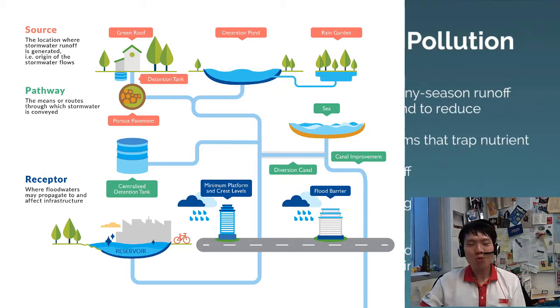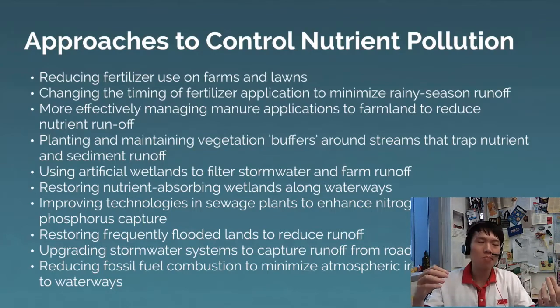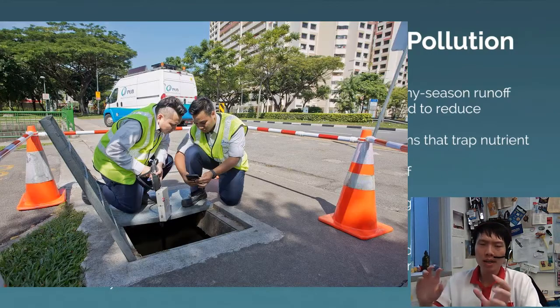Another strategy is to improve technologies in the sewage plants to enhance the nitrogen and phosphorus capture here. So we use small technology. Some examples in PUB Singapore here. I give you a link.